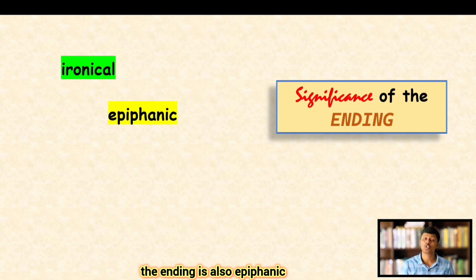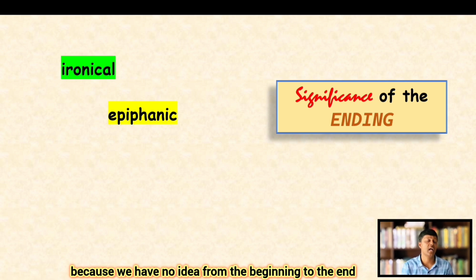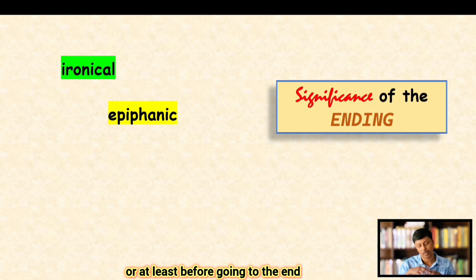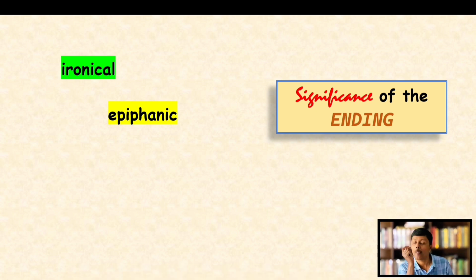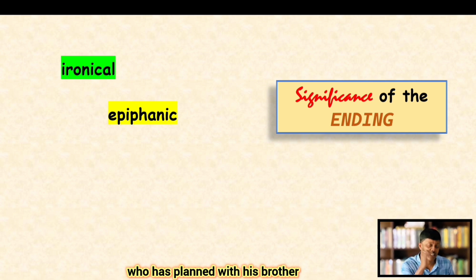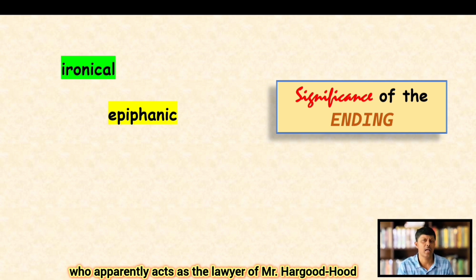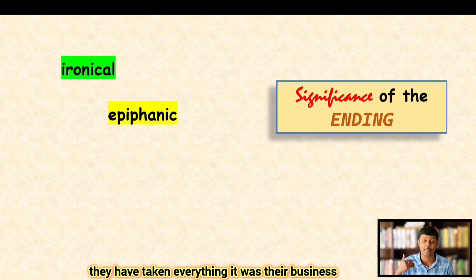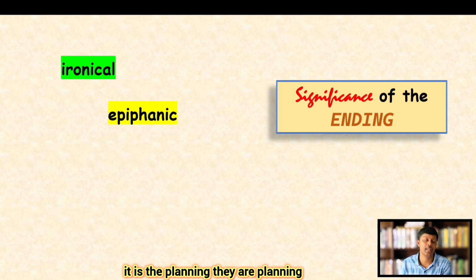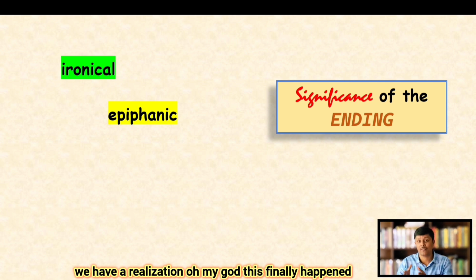The ending is also epiphanic. Epiphanic means that there is a twist. All of a sudden, you have the twist at the end. Now, the twist is very shocking because we have no idea from the beginning to the end, or at least before going to the end, that Mr. Harcourt Hood can be that treacherous person who has planned with his brother, who apparently acts as the lawyer of Mr. Harcourt Hood. They have taken everything. It was their business. It is the planning. They are planning, and they have done it so easily. So this is epiphanic, the sudden twist. All of a sudden, we have a realization. Oh my God, this finally happens.